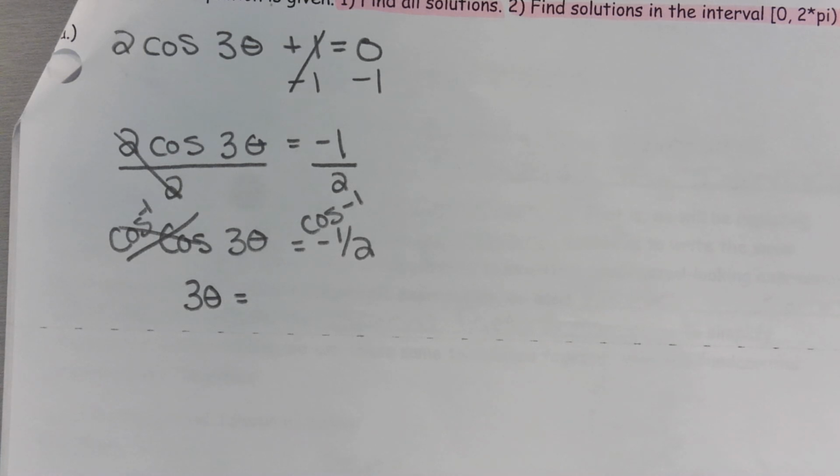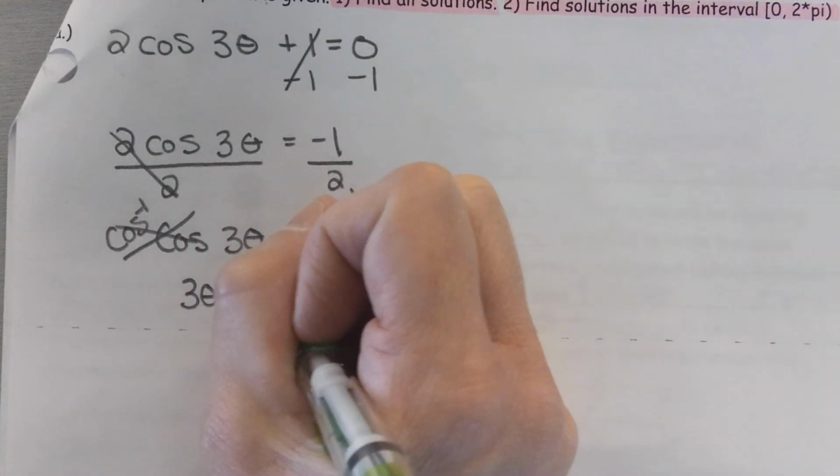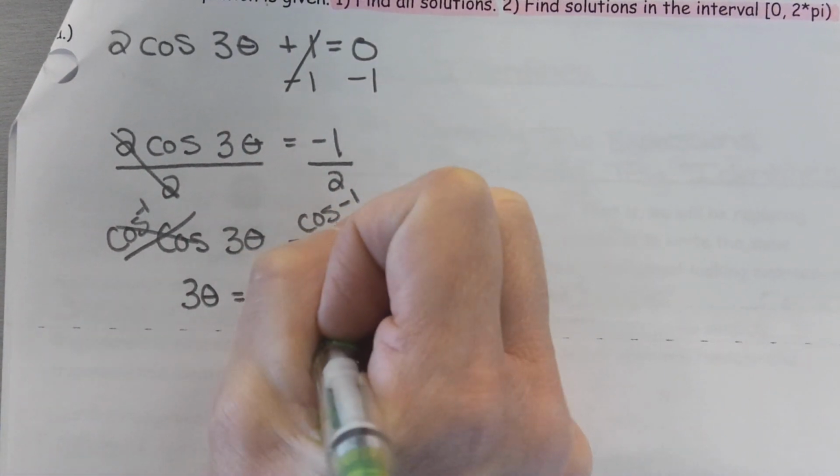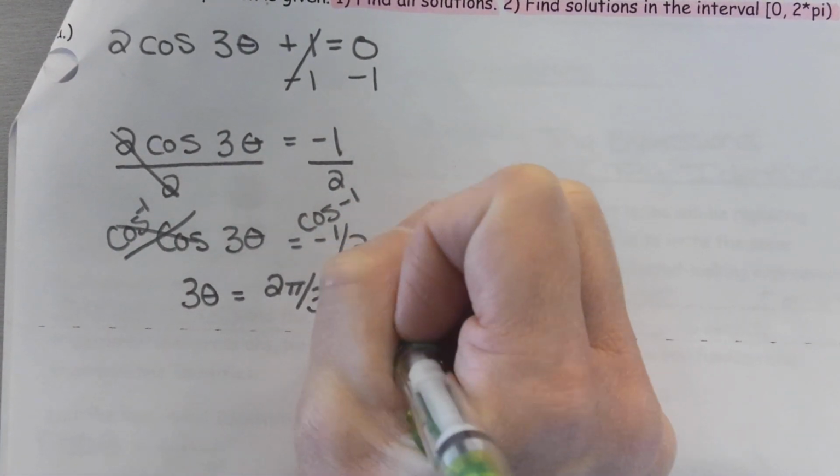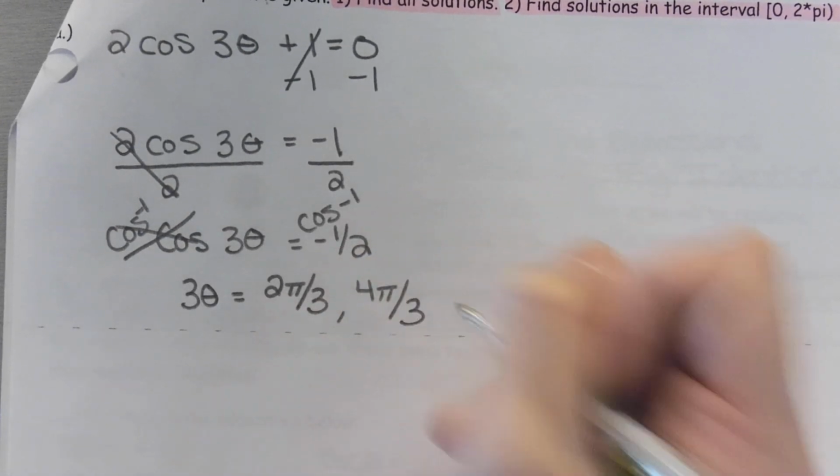Okay, there are 2 spots where the cosine is -1/2. What are they? 2 pi over 3 and... okay, do we agree with both of those?